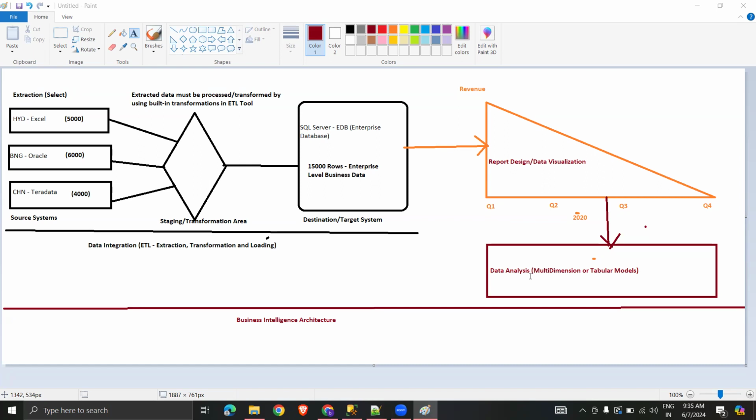Now, sir, he decided, my salary is 50,000 and my bill amount is 25,000. There is no savings. I want to reduce my bill amount starting from next month onwards. You take a decision to reduce the bill amount. How do you reduce the bill amount?